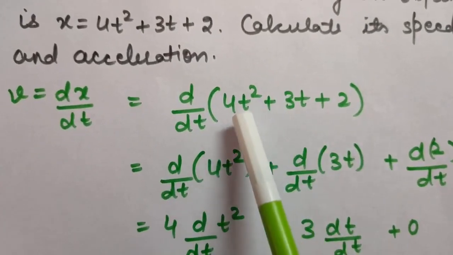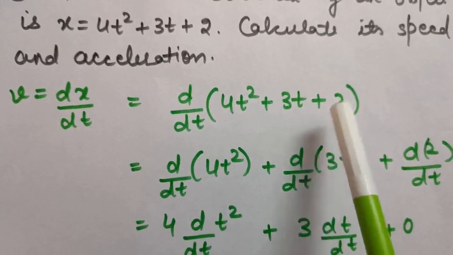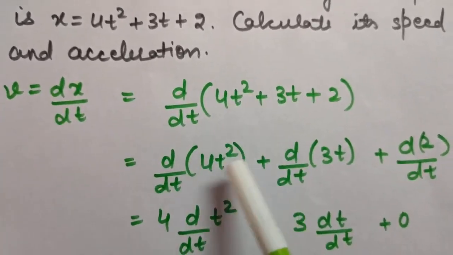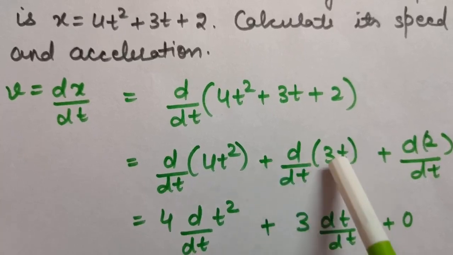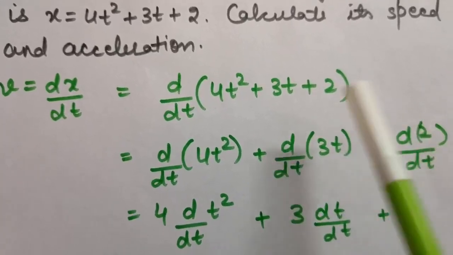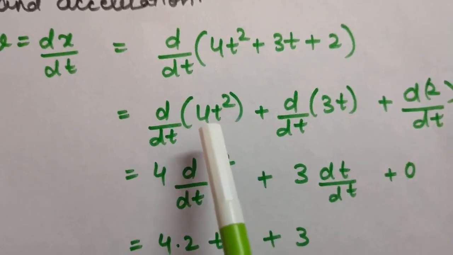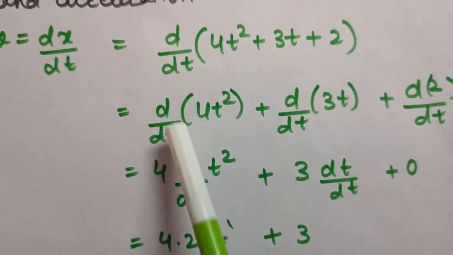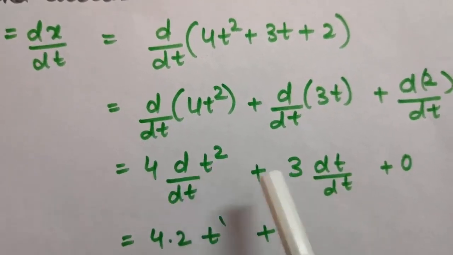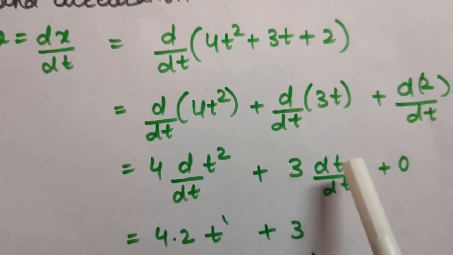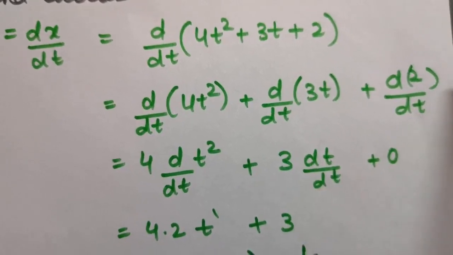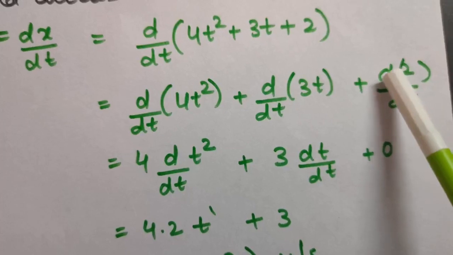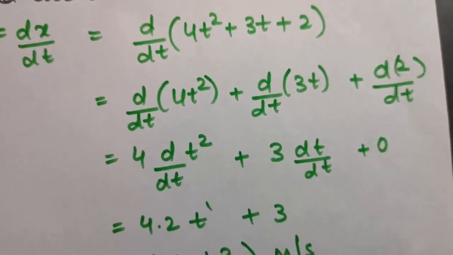Now see, there are three terms in the addition, so we will have three differentiations here: d by dt of 4t square plus d by dt of 3t plus d by dt of 2. Now how to solve them? Again I am explaining it. 4 is a constant, it will come outside, so we will be left with d by dt of t square. Plus 3 is a constant, it will come outside, so we will be left with dt by dt. And 2 is a constant, and as I told you, differentiation of a constant is 0, so the answer will be 0 for this.